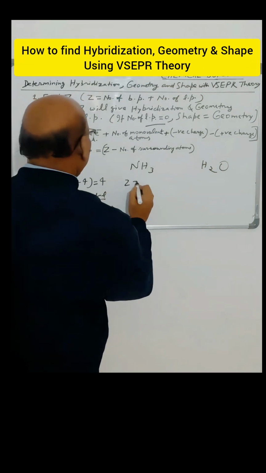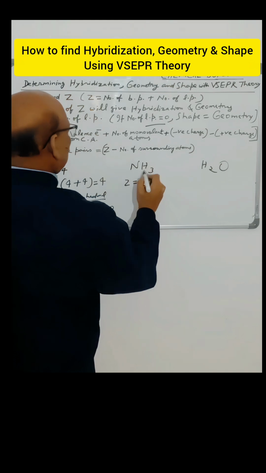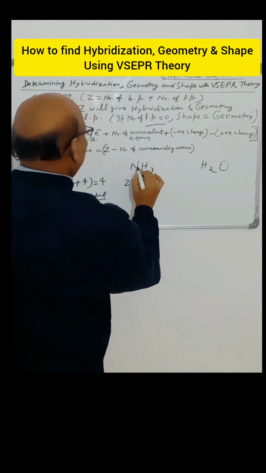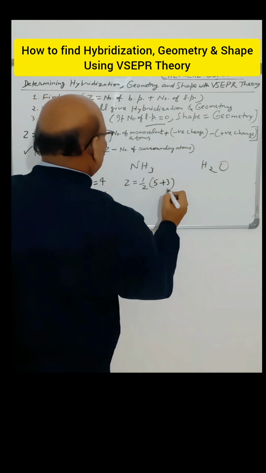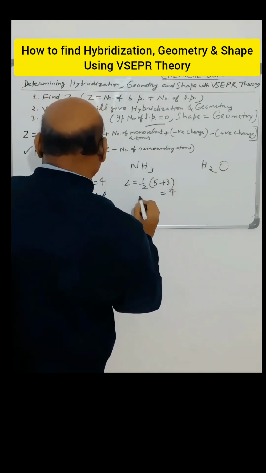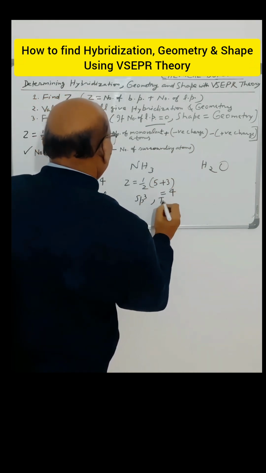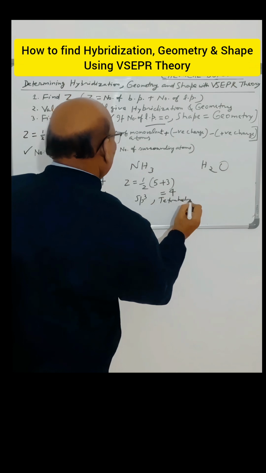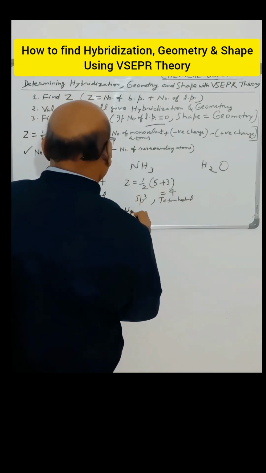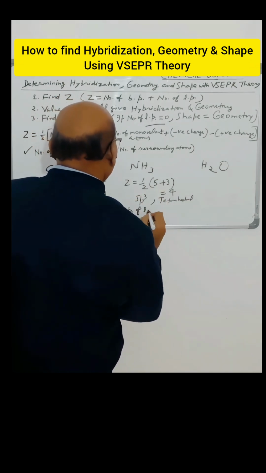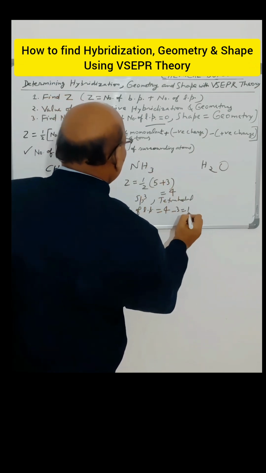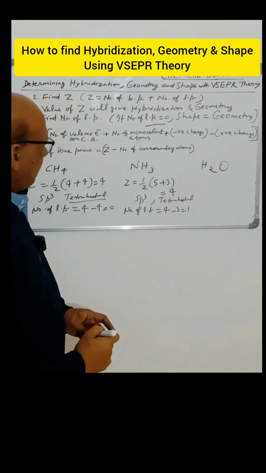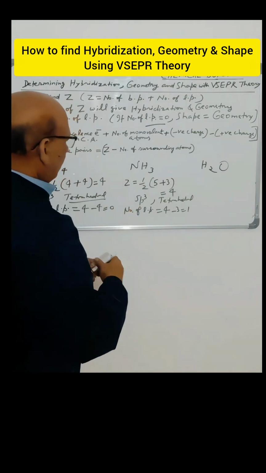Now let's look at ammonia. Z will be half into number of valence electrons on central atom, that is 5, plus 3, the number of monovalent atoms. So this will be nothing but 4. So again the hybridization is sp3 and the geometry is tetrahedral. But what about lone pairs? Here the number of lone pairs is not 0, but it is z minus number of surrounding atoms, that is 3. So it is one lone pair. So shape will not be equal to geometry, and we will see what the shape will be.